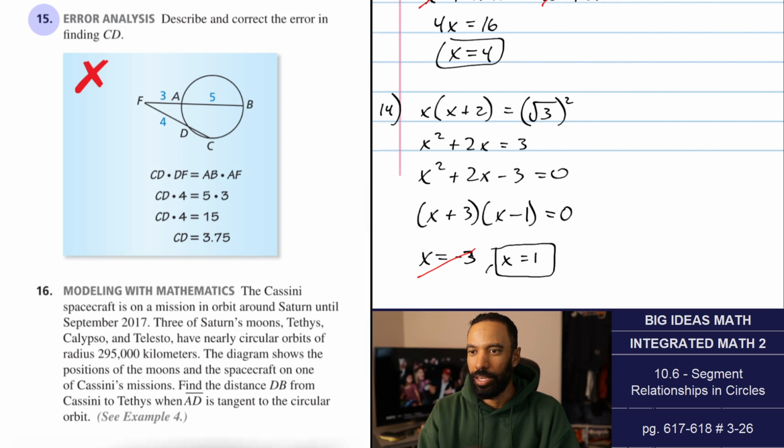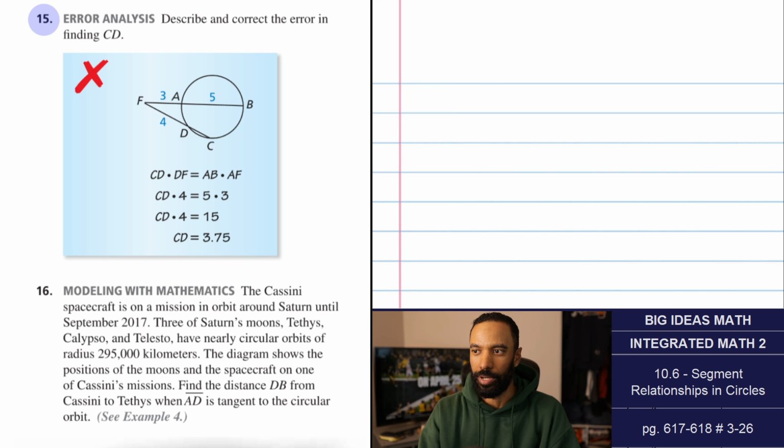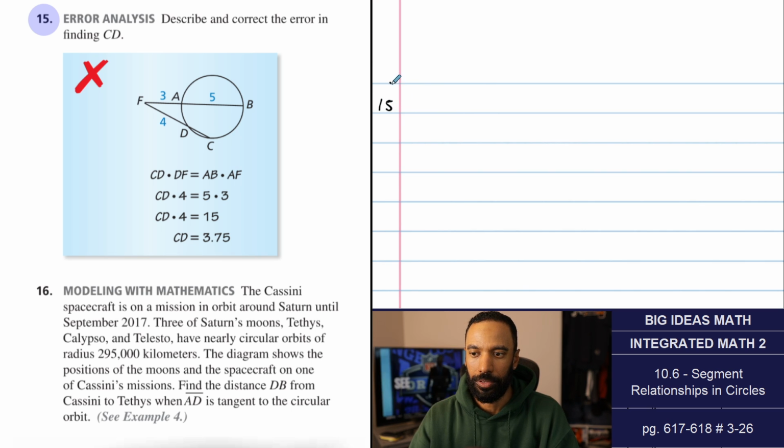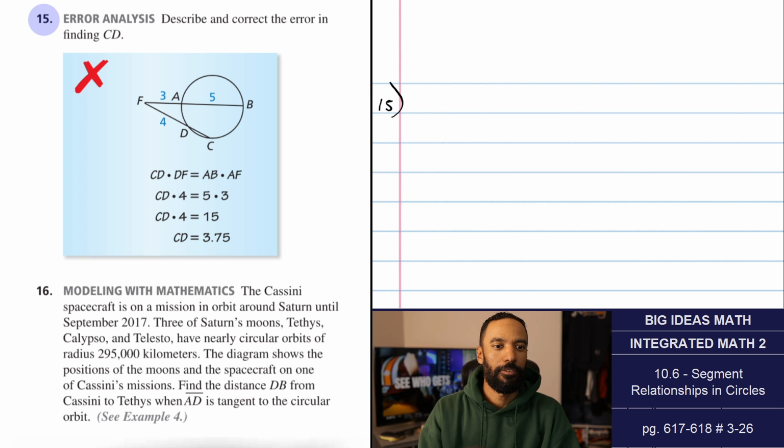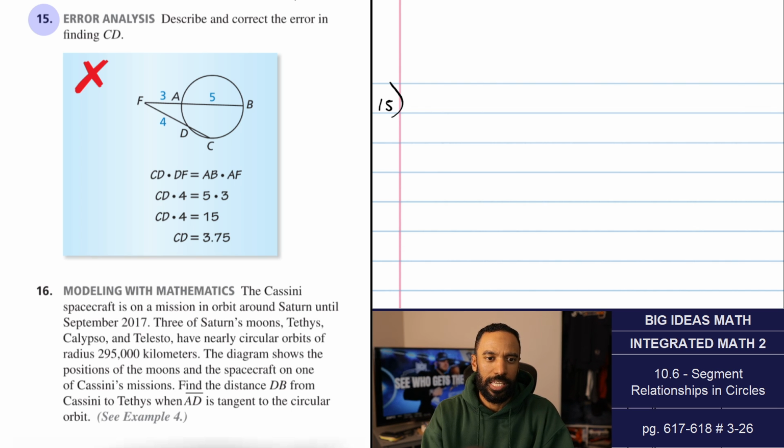So a lot of drill and kill there. Looks like we're ending on that for when it comes to drill and kill, and we got to slow down a little bit, but we're going at good speed. Number 15, describe and correct the error in finding CD. Simple. Did they do outside times whole equals outside times whole?